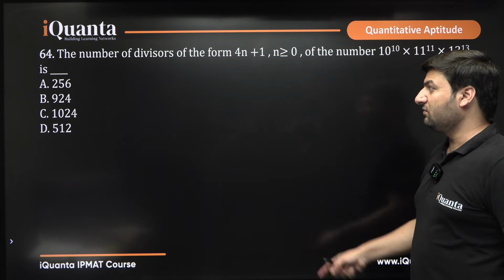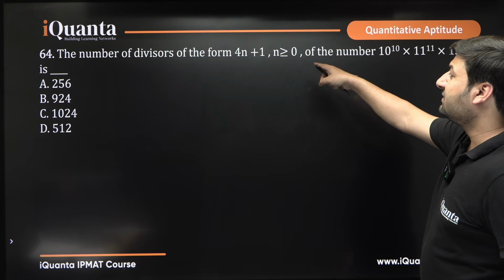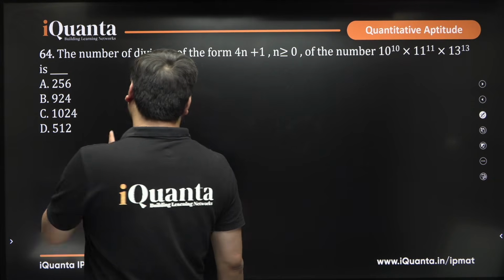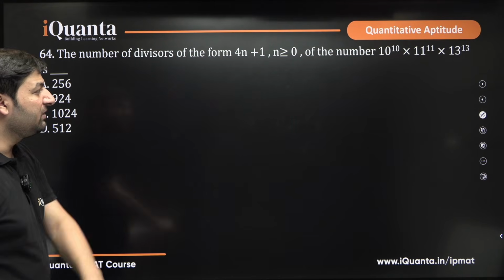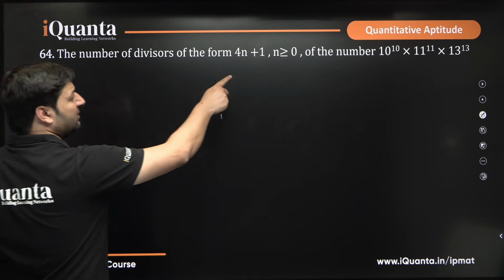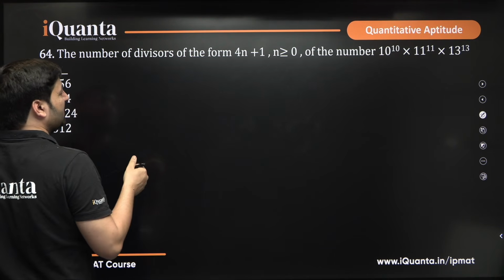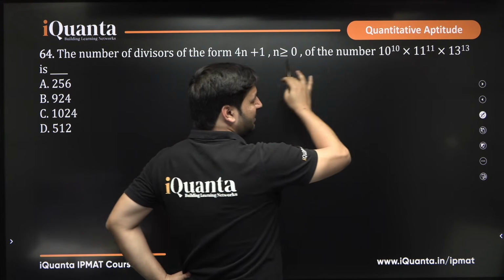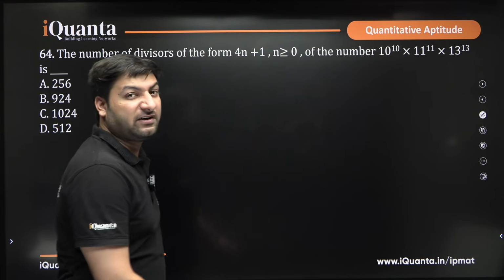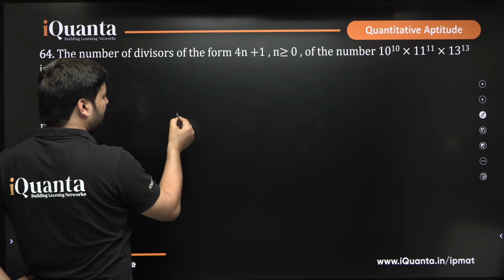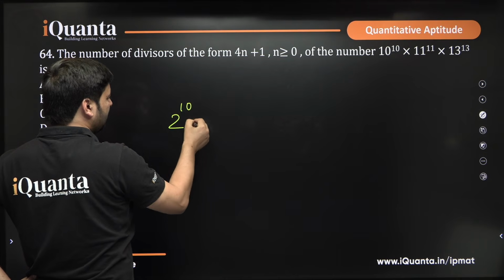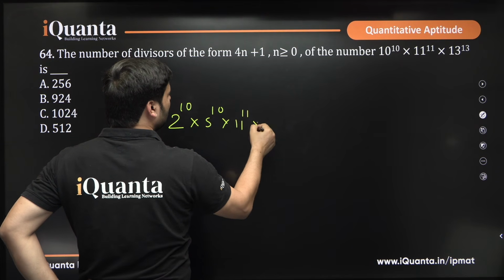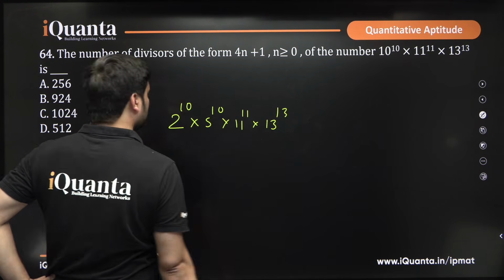The number of divisors of the form 4n plus 1, where n is greater than or equal to 0, of the number given. We did an exact same question where we had to find 3n plus 1 yesterday, if you remember. So, divisor should be of the form 4n plus 1. Divisors mean factors, and as I told you, whenever they talk about factors or divisors, you have to check whether this is a proper prime factorization or not. So, 10 is not a prime number, right. So, it can be written as 2 to the power 10 into 5 to the power 10. This is 10 to the power 10 into 11 to the power 11 into 13 to the power 13.